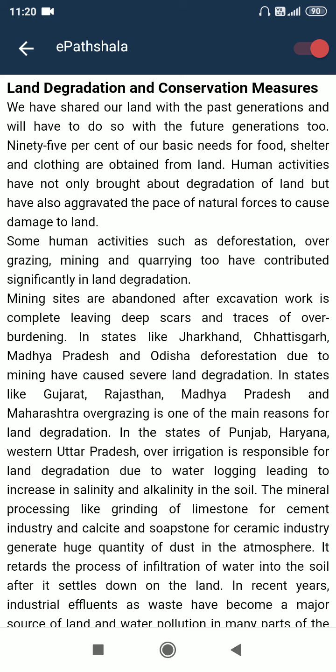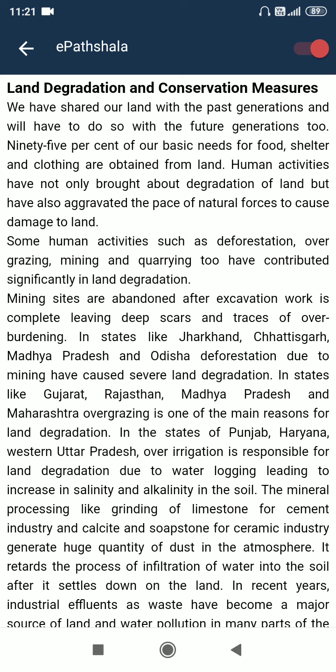Some human activities such as deforestation, overgrazing, mining, and quarrying too have contributed significantly to land degradation. Mining sites are abandoned after excavation work is complete, leaving deep scars and traces of overburdening. In states like Jharkhand, Chhattisgarh, Madhya Pradesh, and Odisha, deforestation due to mining has caused severe land degradation.